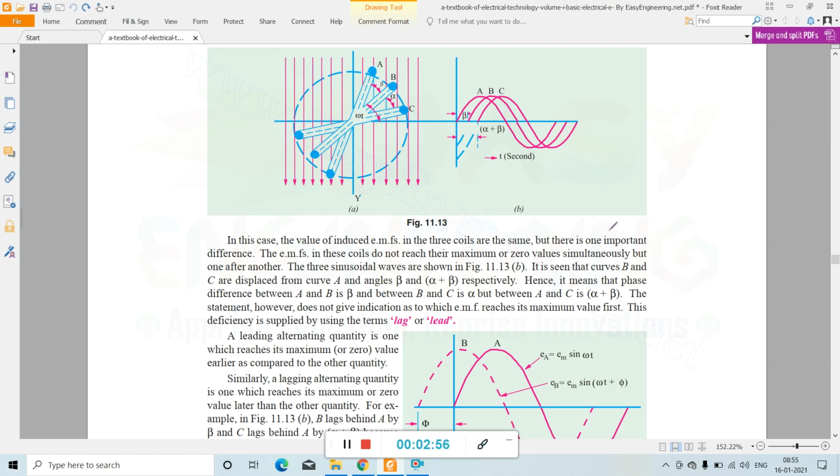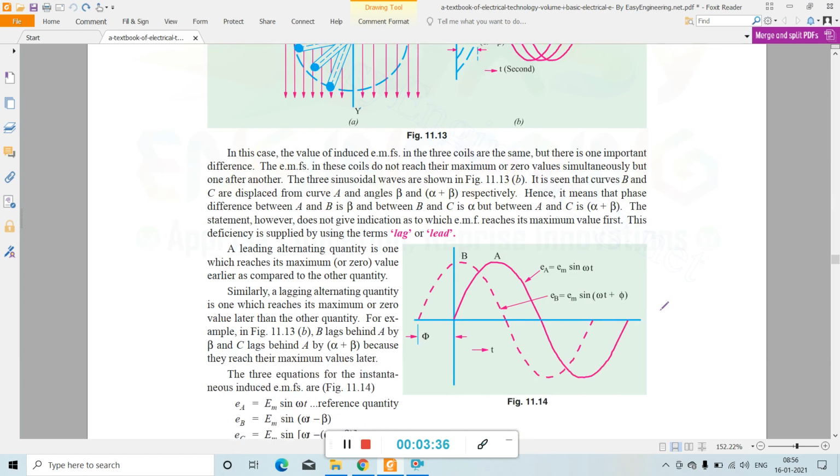It is seen that coils B and C are displaced from coil A by an angle beta and alpha plus beta. See, B is displaced from A by an angle beta, C is displaced from A by an angle alpha plus beta. So it means that the phase difference between A and B is beta, and between B and C is alpha. But between A and C the phase difference is alpha plus beta. However, it does not give any indication as to which EMF reaches its maximum value first. This deficiency is supplied by using the terms lag and lead.